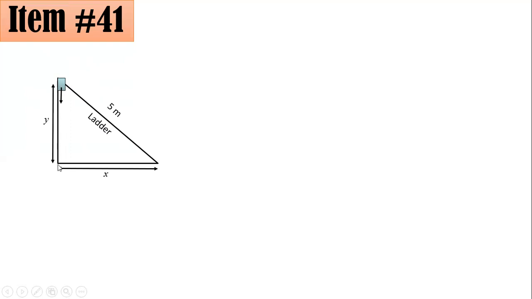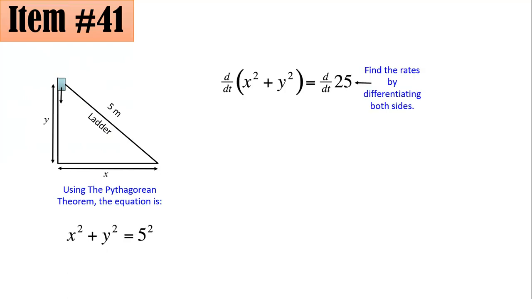And remember, the bag is descending. So I am expecting that dy over dt, the rate of the movement of the bag, will be negative because it goes down, and besides, the distance here is becoming smaller. And I'm expecting that dx over dt will be positive. By the Pythagorean theorem, we know that x squared plus y squared is 5 squared, and 5 squared is 25. So we have x squared plus y squared equals 25.